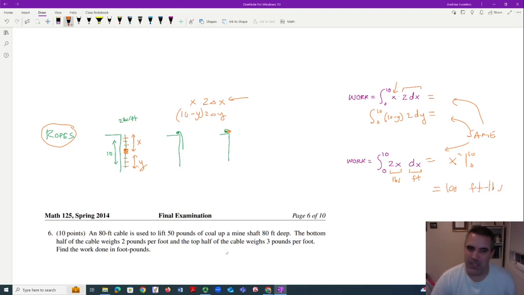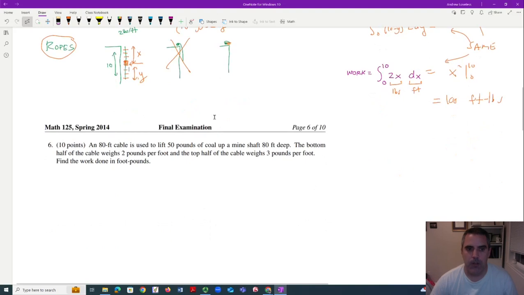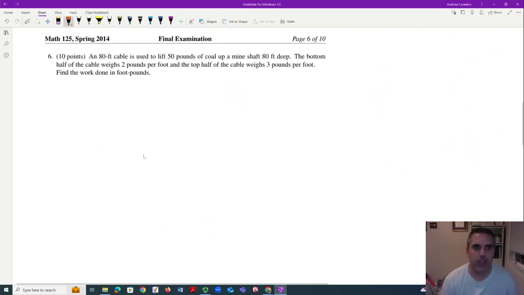In a given problem, it's kind of nice. What I like about this one is I don't have to draw the intermediate step. I just draw the beginning, the end, and then I focus on just how far does one subdivision go. In any case, it's 100 foot-pounds. Okay, so let's do one right here. We have a cable. Old exam, this is 80 feet.